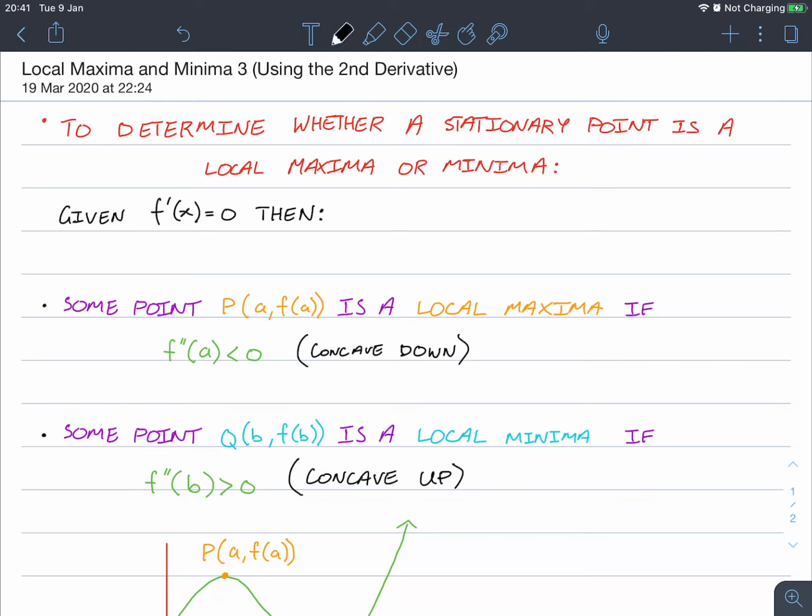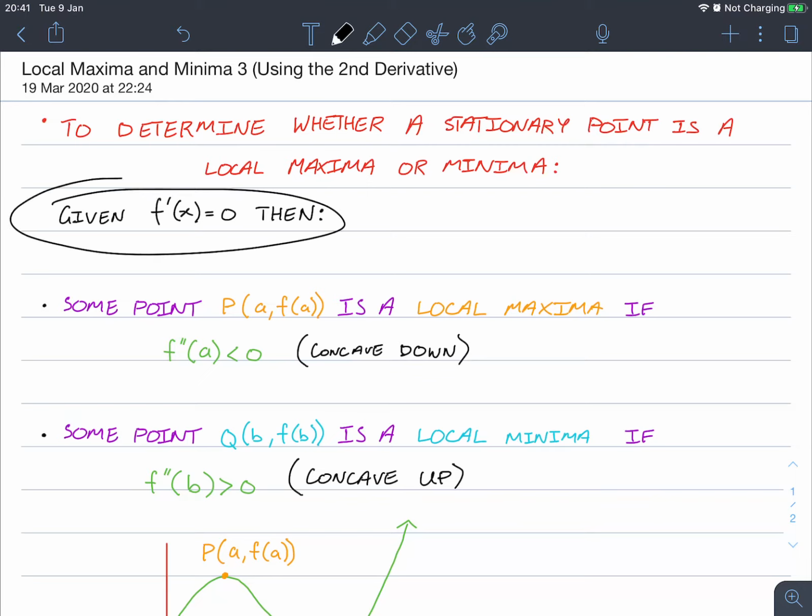Hello class, this is a video tutorial on local maxima and minima, part 3. In this video we'll be looking at how to determine whether a stationary point is a maxima or a minima using the second derivative.